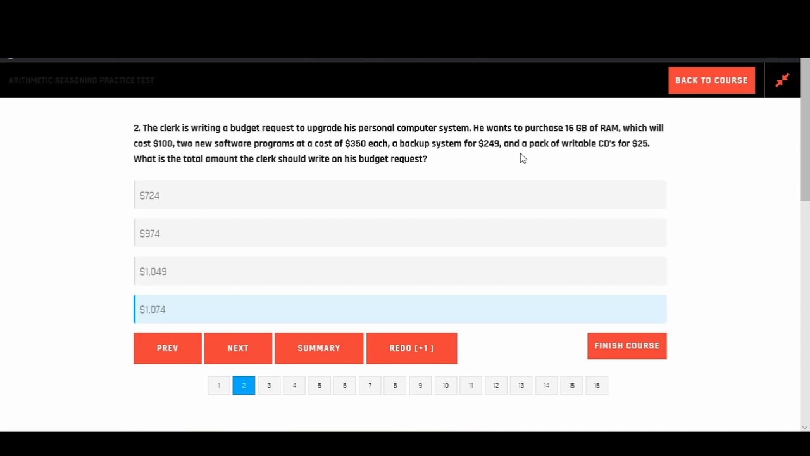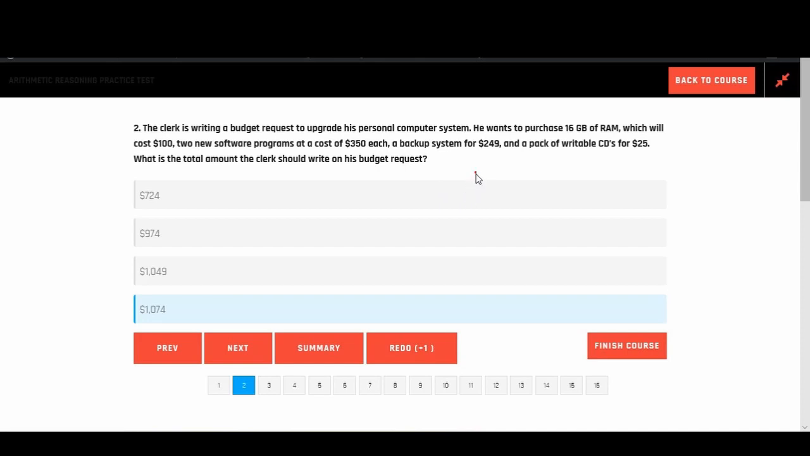Okay? So number 2, the clerk is writing a budget request to upgrade his personal computer system. He wants to purchase 16 gigabytes of RAM, which will cost $100. 2 new software programs at a cost of $350 each. A backup system for $249. And a pack of writable CDs for $25. What is the total amount the clerk should write on his budget request?